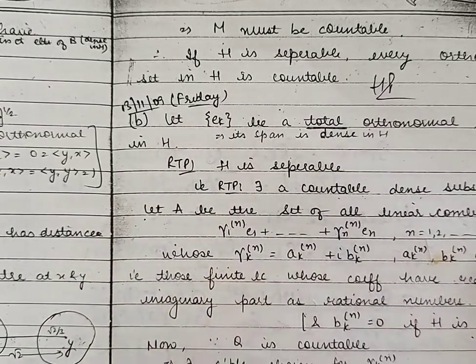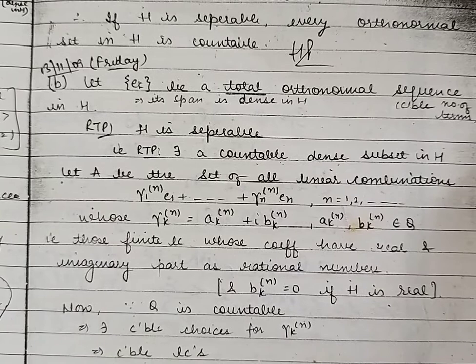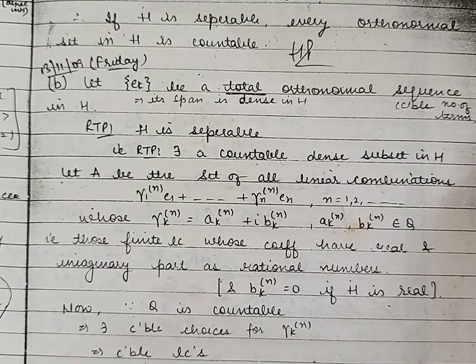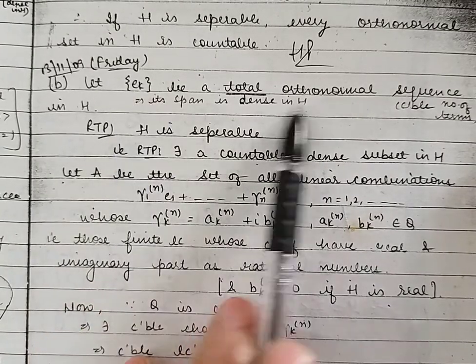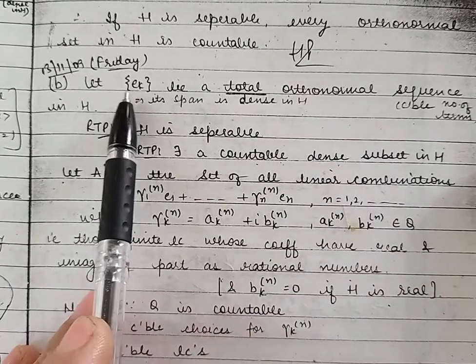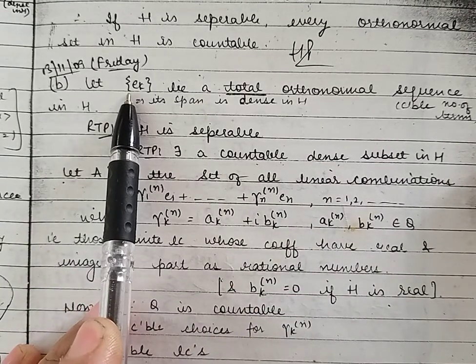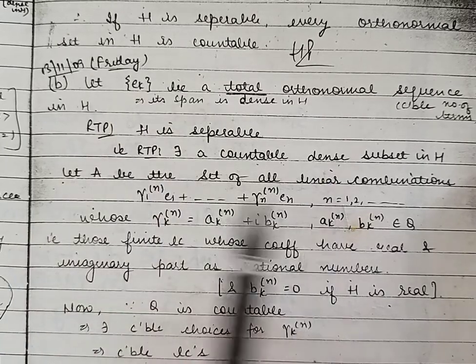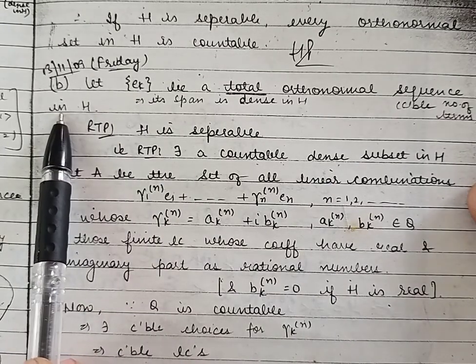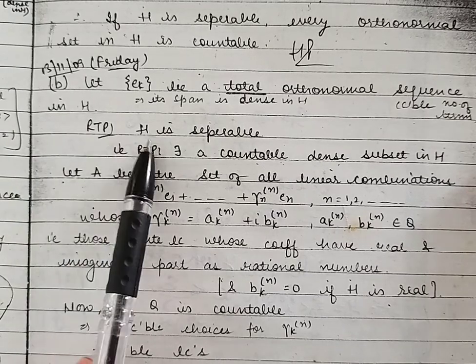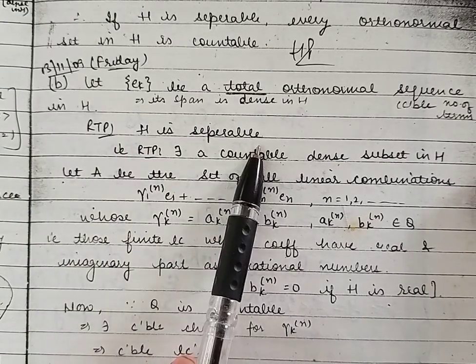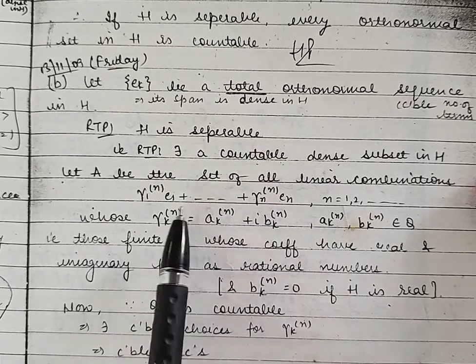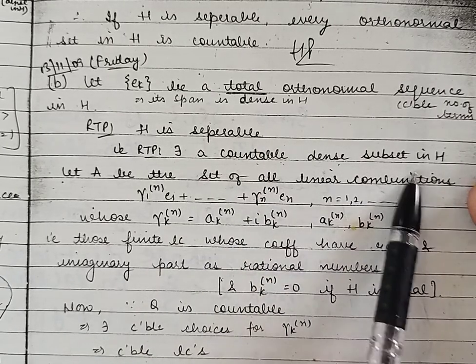So this proves the first part. In the second part, we are given a total orthonormal sequence. We have taken that sequence as e_k. e_k is a total orthonormal sequence in the Hilbert space H, and we have to prove that the Hilbert space H is separable. It means we have to prove that it contains a countable dense subset.